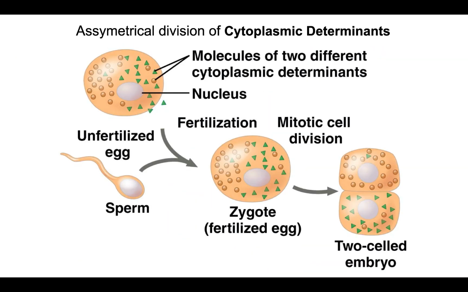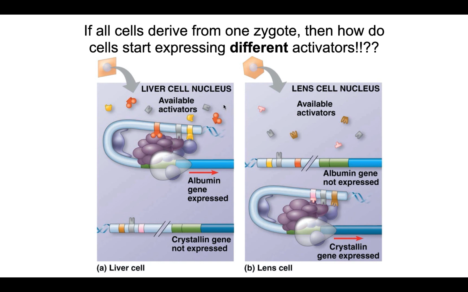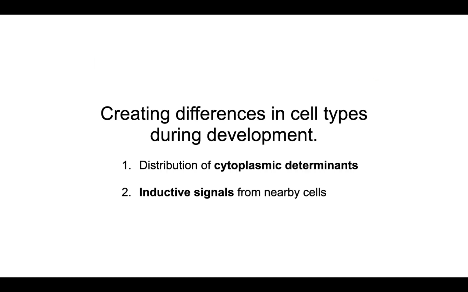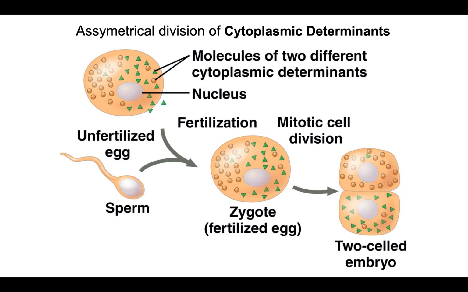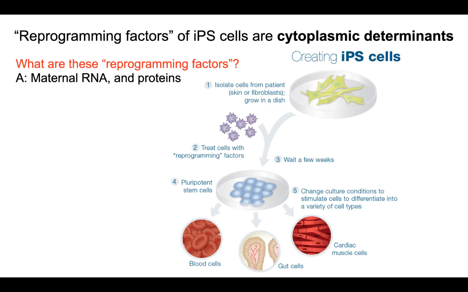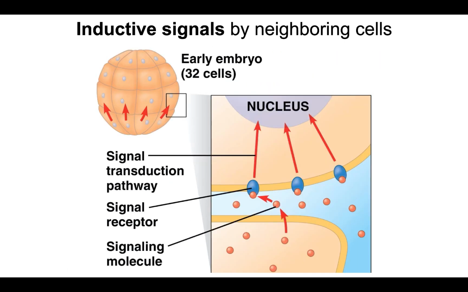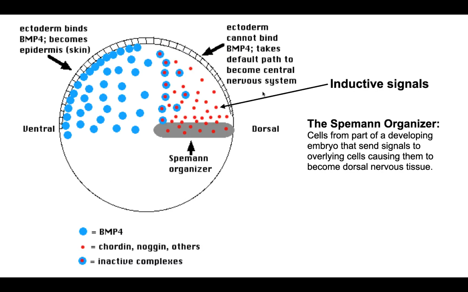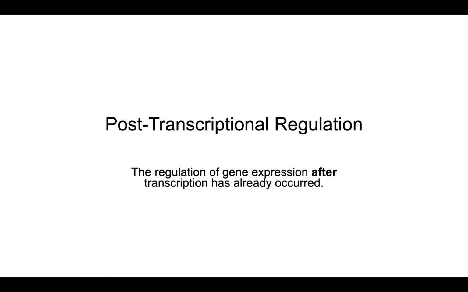Okay, so now you have an idea of exactly when and what factors are involved that cause cells to start making different activators. We have asymmetrical distribution of cytoplasmic determinants early on in development, and then eventually we have inductive events. Neighboring cells start secreting signals that are received by only the direct neighbors, and that causes different developmental pathways to start. I do encourage you to go to Canvas and watch that video about transplanting the Spemann organizer. It's pretty cool. So next, we're going to talk about post-transcriptional regulation. What happens when we've transcribed that DNA into messenger RNA? What forms of regulation are still available?